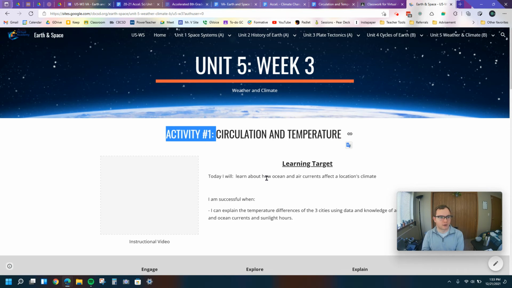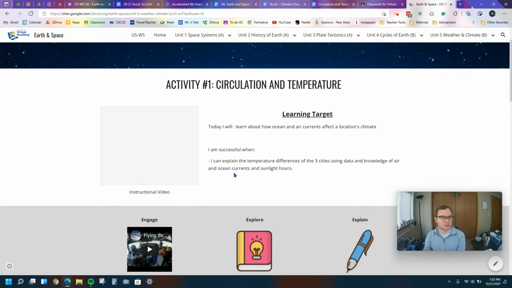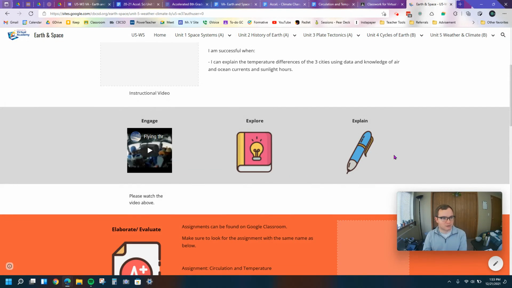So we're focusing on learning about ocean and air currents and how they can impact a location's climate, just like we talked about last week. The goal is really just to explain how these three cities that we're looking at have different temperatures, given some of the things in the data that we know, the data we're going to be looking at on the assignment.